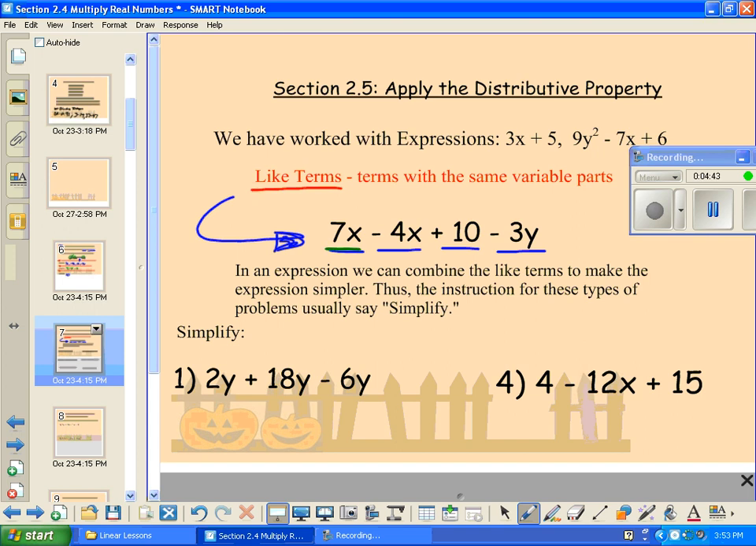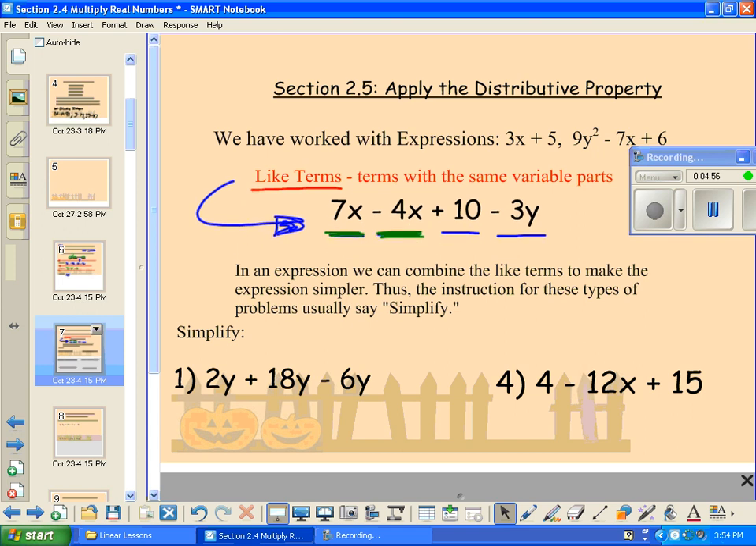Okay, there's 7x, this is a like term, and 4x. Those both have x as the variable part of that term, so they are like terms. When I have like terms in an expression, I can actually simplify it and combine those in the expression. All I do is I take the coefficients of those like terms and add or subtract them as the problem tells me to. So in this case, this says 7x minus 4x. If I subtract the two coefficients, I just get 3x.